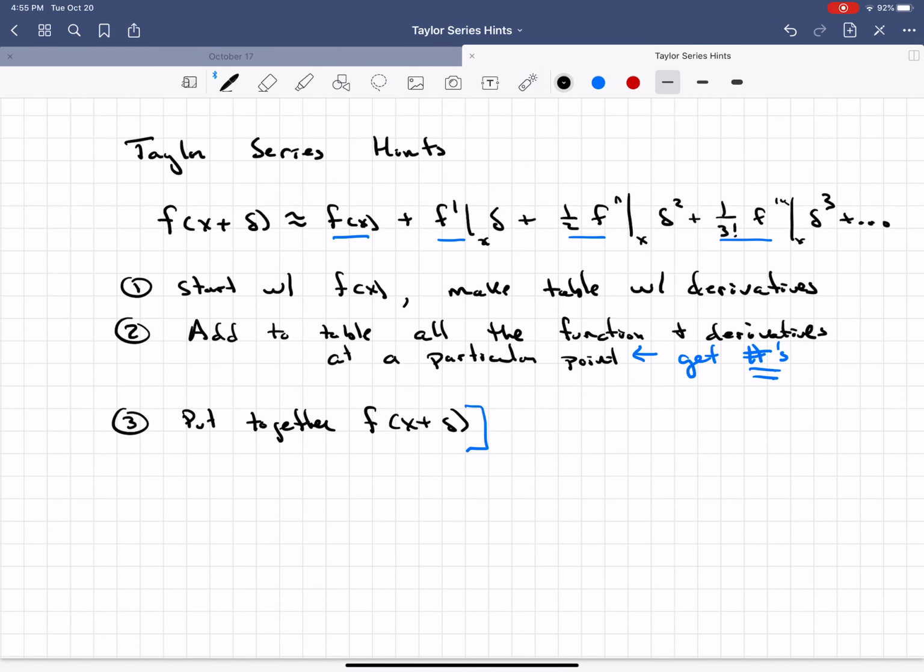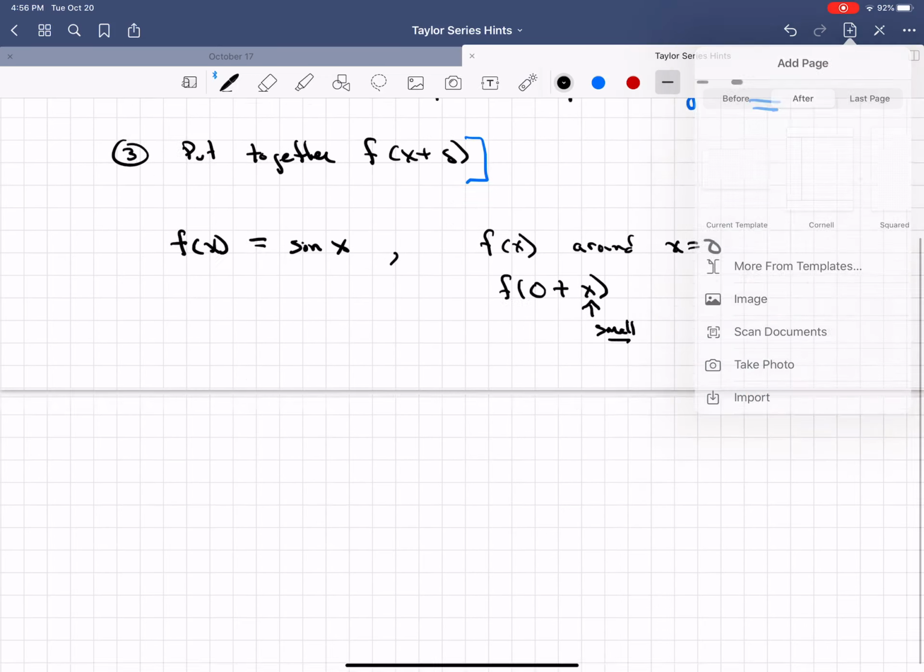So for example, let's suppose that I want to do the Taylor series expansion of f of x, where this is the function sine of x. And let me suppose that I'm going to do this expansion of f of x around x equals 0. So the way I'm thinking about that is I'm thinking of f of 0 plus x, where this x now is the small thing. So I'm going to first do my process.